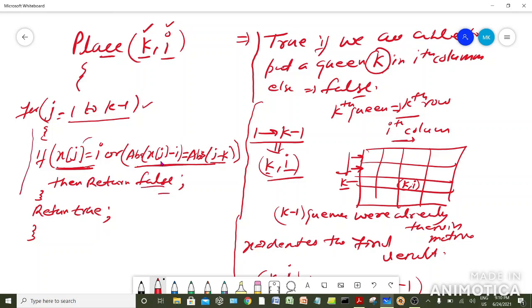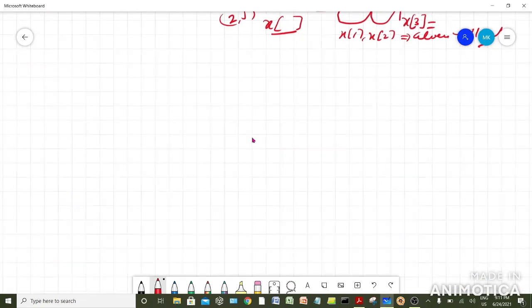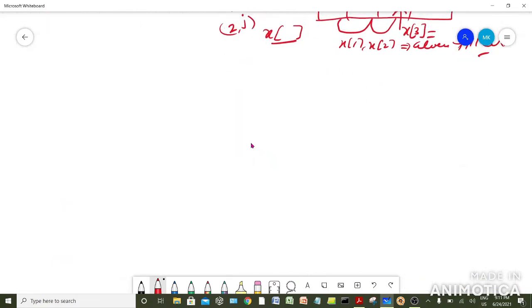If the loop ended and we reach this statement, then it is going to return true. Means we can place the queen at this column of the kth row, or the kth queen can be placed at ith column. So this is going to be our bounding function, which we will use in the n queens algorithm. Fine. Now try to write the complete n queens algorithm.